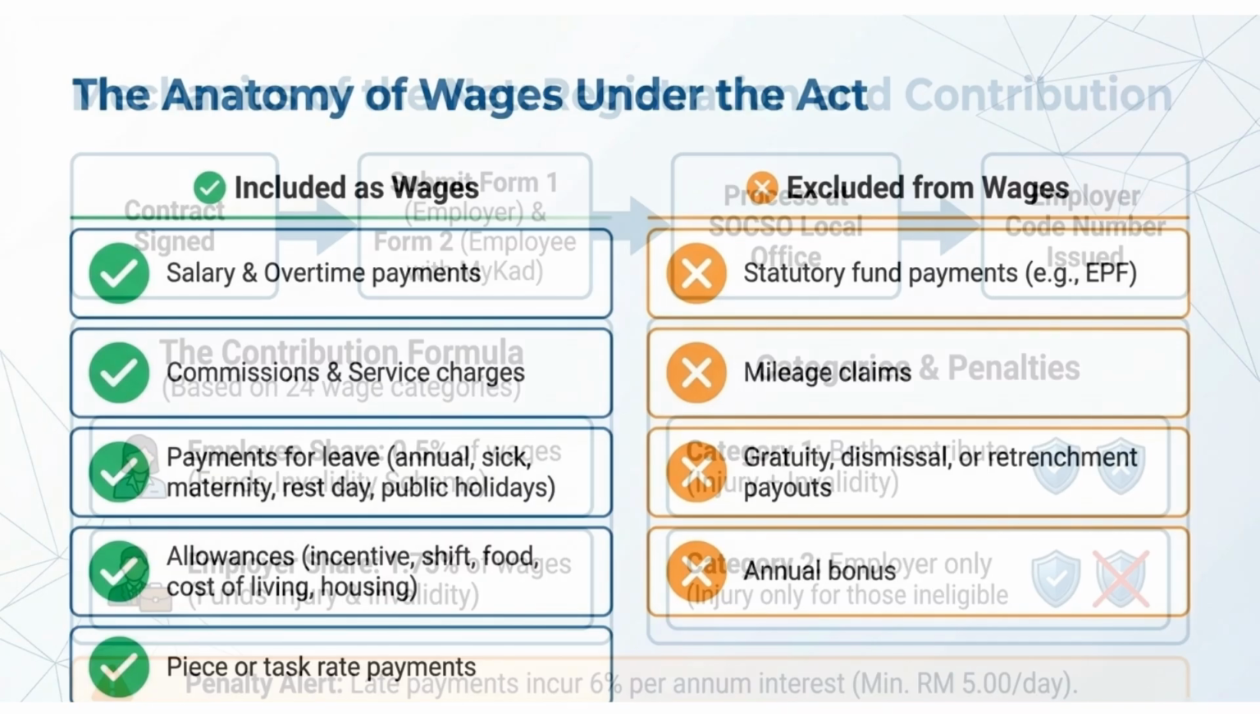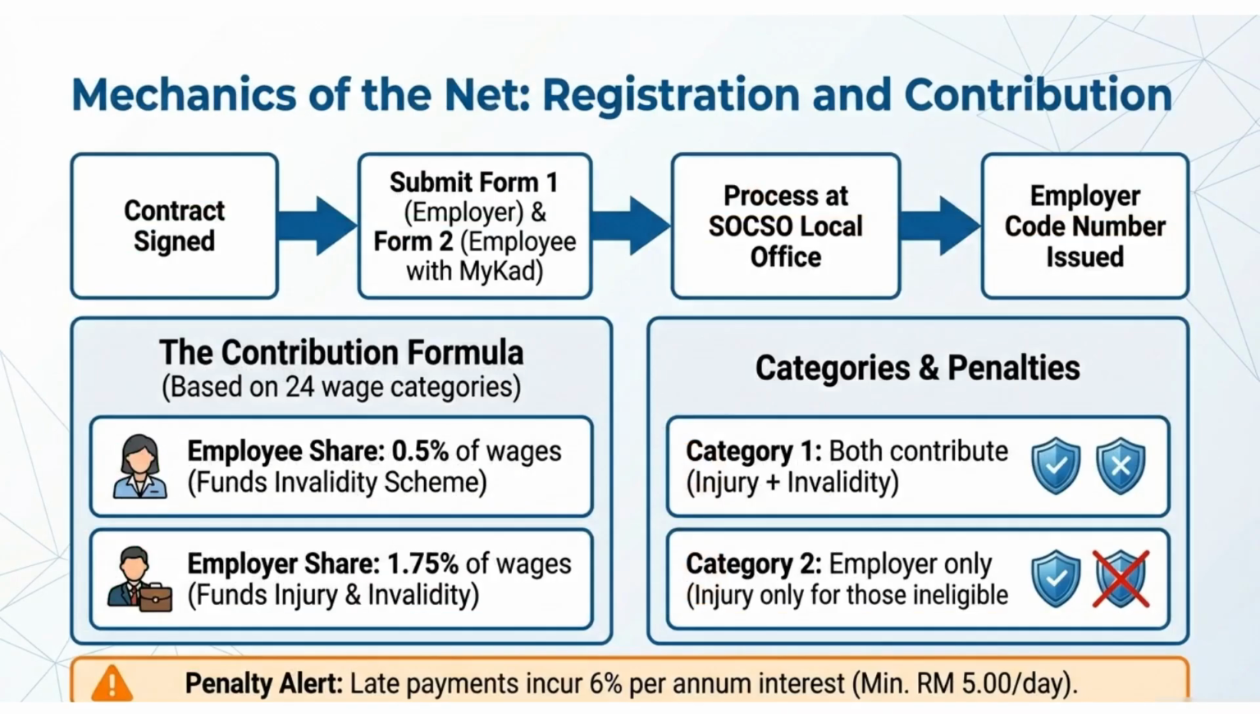Once an employee has been contracted, the employer is required to complete Form 1, Employer Registration Form, and Form 2, Employee Registration Form, and submit them to the relevant SOCSO local office. The employee's name must be written exactly as it appears on the identity card, and both old and new IC numbers must be entered where applicable. Upon processing, SOCSO issues the employer with an employer code number used in all subsequent correspondence.